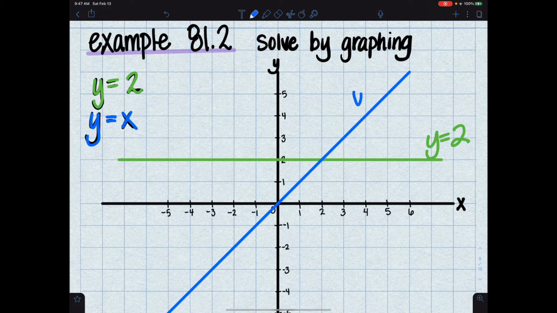So this is the line y is equal to x. No matter what you pick for x, y is the copycat. Okay, so now they want to know what's the solution, meaning where do these lines cross?